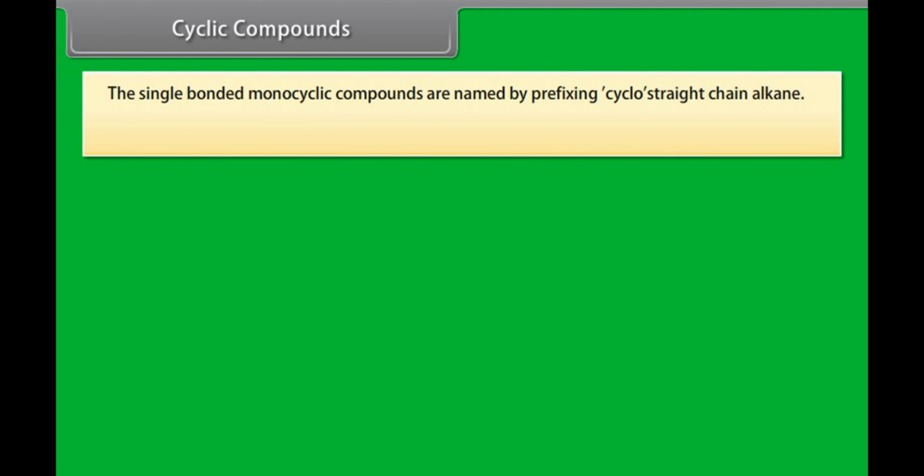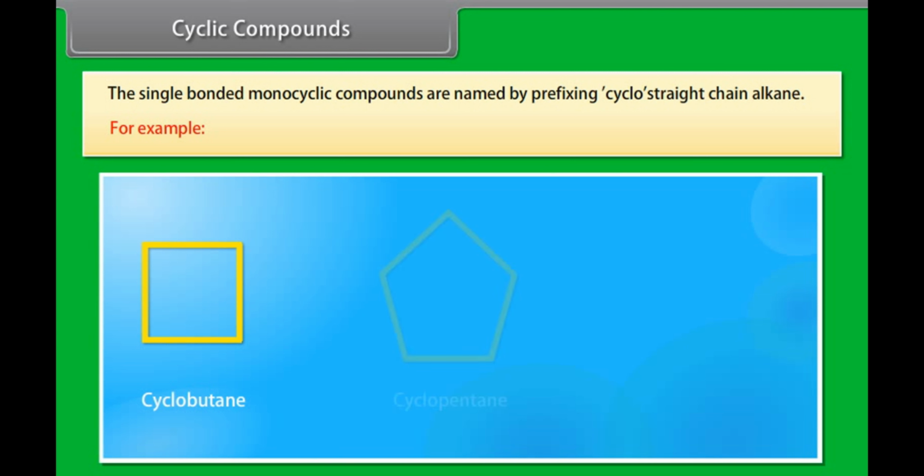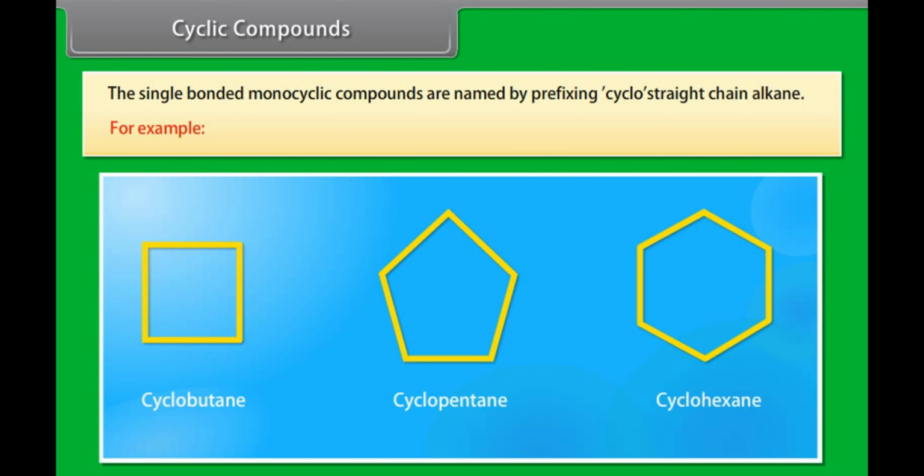Cyclic compounds. The single-bonded monocyclic compounds are named by prefixing cyclo- to the straight chain alkane. For example, cyclobutane, cyclopentane, cyclohexane. Nomenclature of organic compounds having functional group.